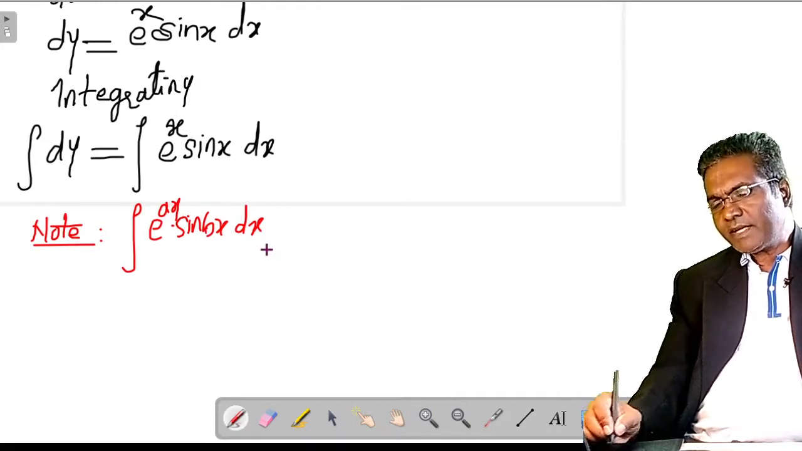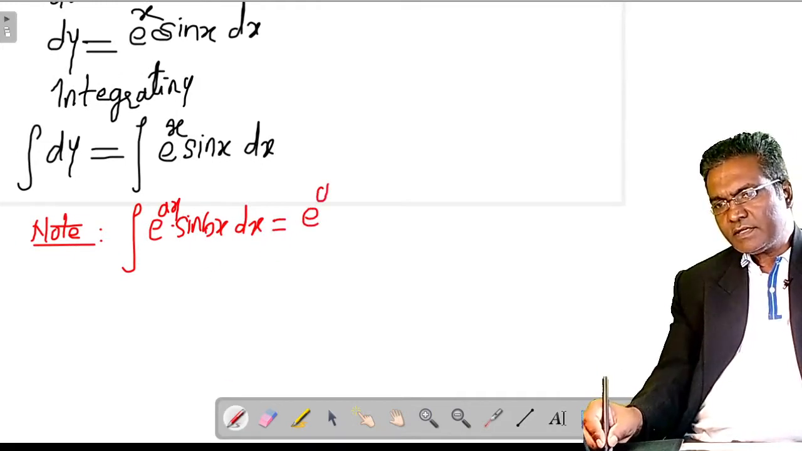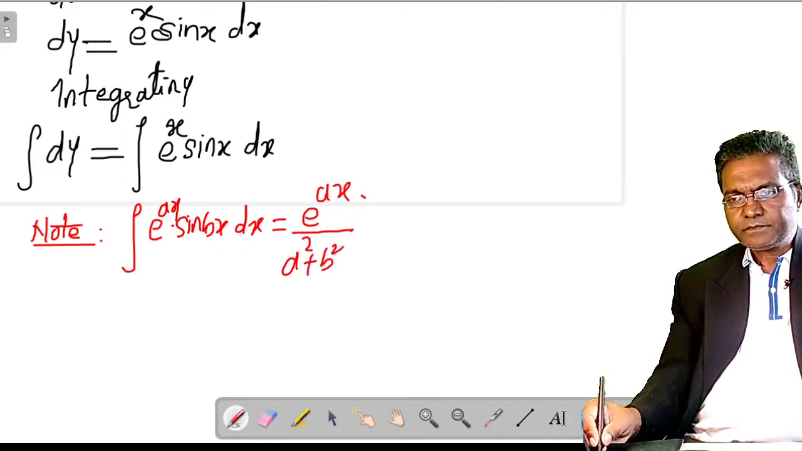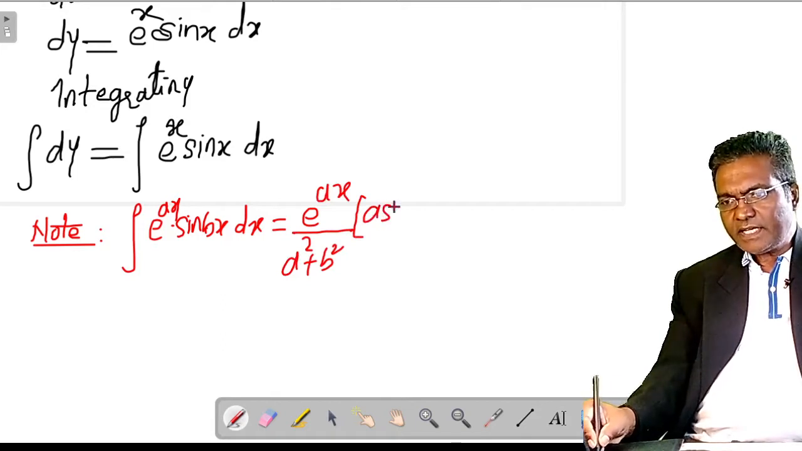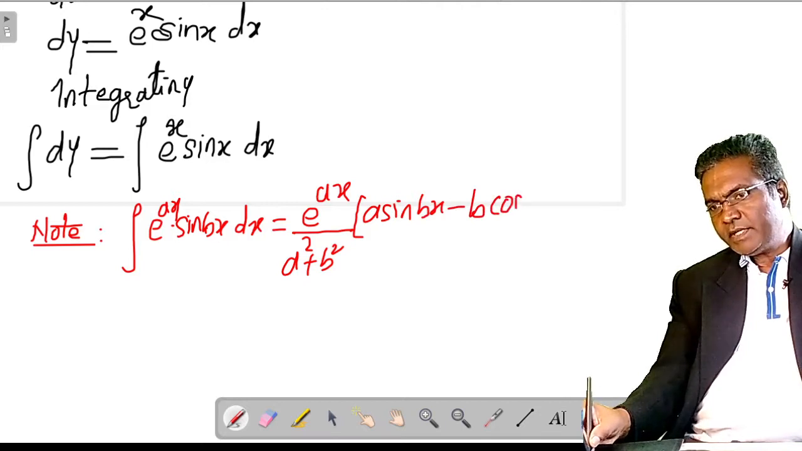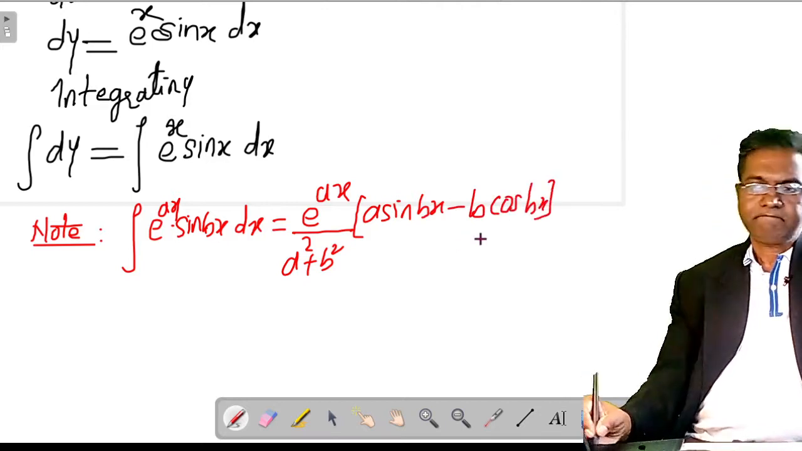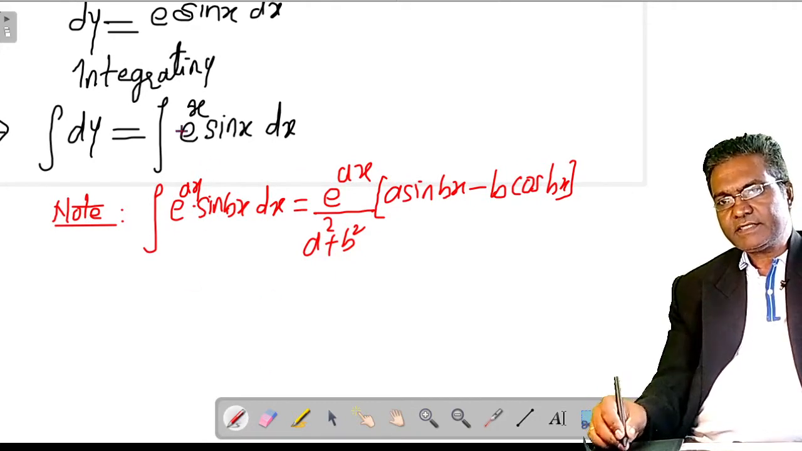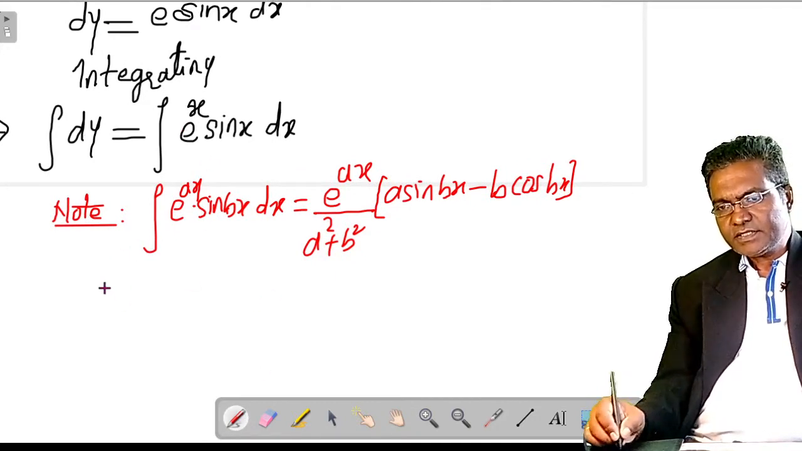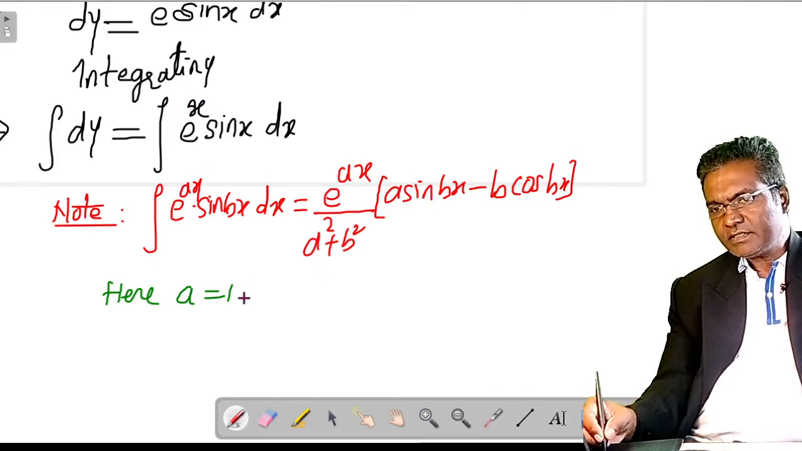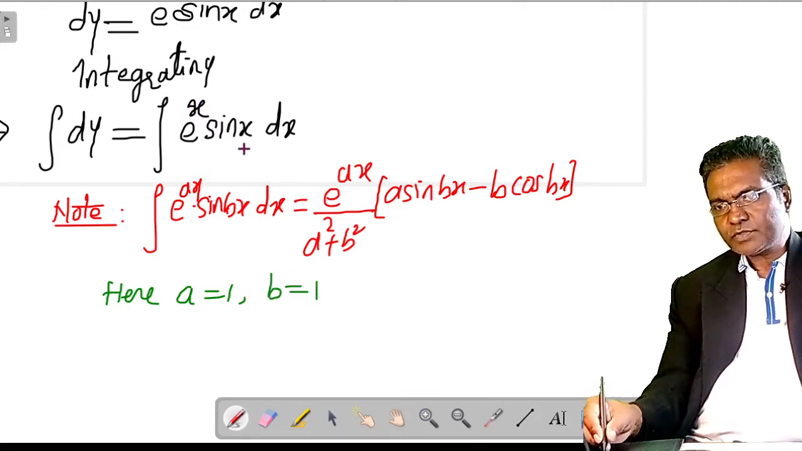Integration of e power ax into sin bx is e power ax by a squared plus b squared, into a sin bx minus b cos bx. So in this case, here a is how much? Here a is 1, the coefficient of x in the power of e, and b is 1, the coefficient of x here.